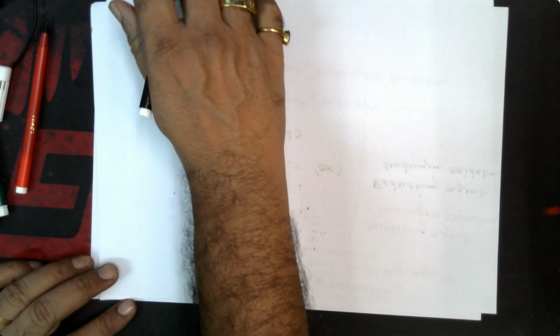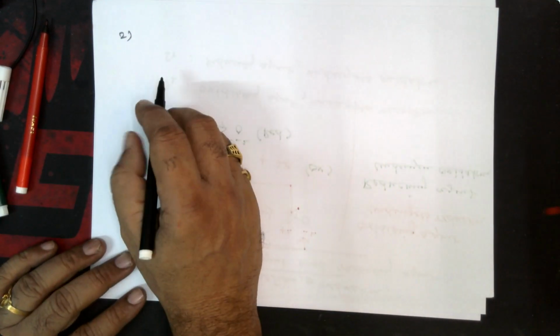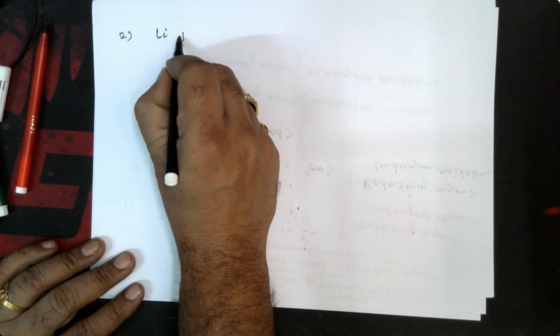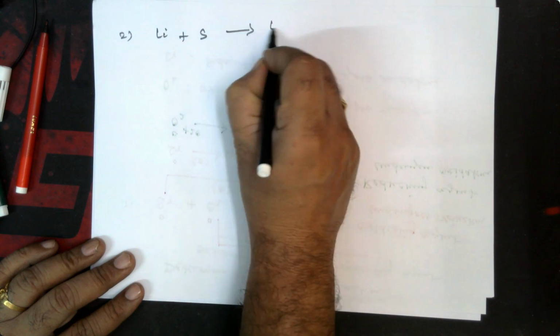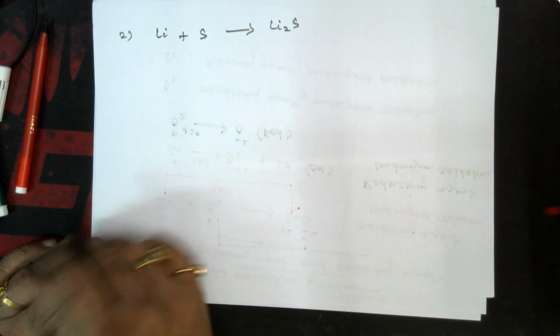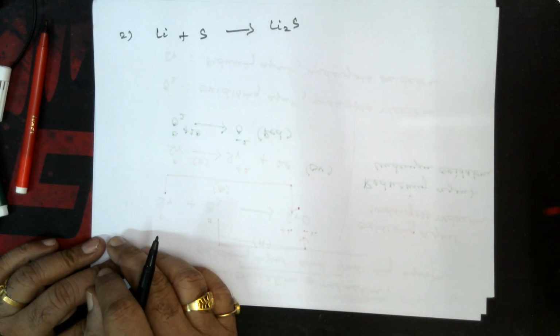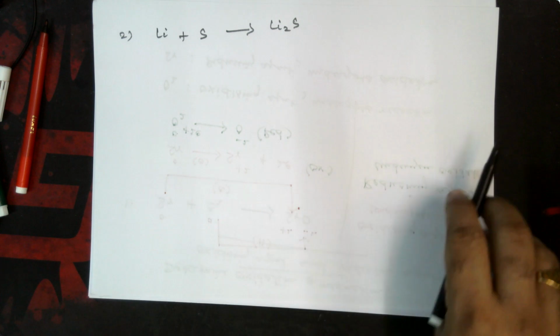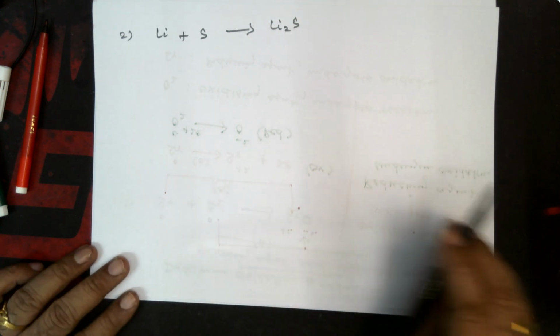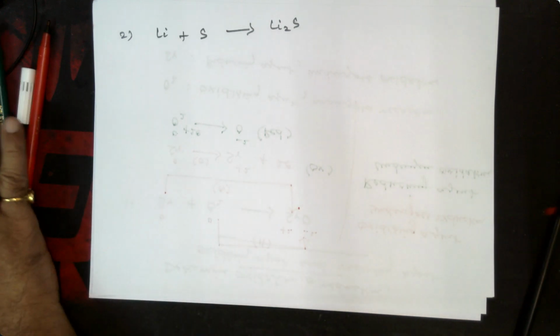Okay, so can you answer this question? Take down. Lithium. Try this. Lithium plus S gives Li2S. These are all unbalanced reactions. Based on that, you have to do. We are going to balance later. Lithium combines with the sulfur to give lithium sulfide. Now identify the oxidation and reduction, and oxidizing agent and reducing agent. Try.